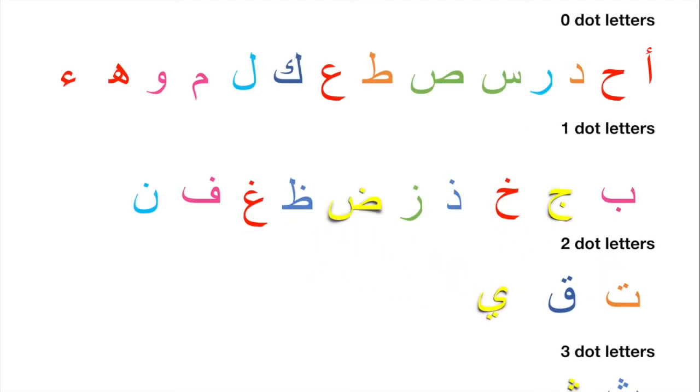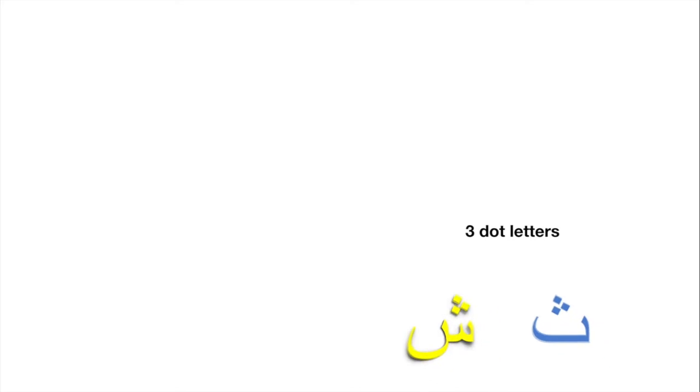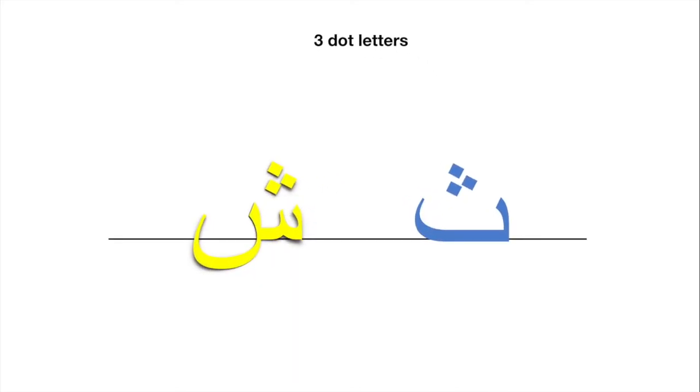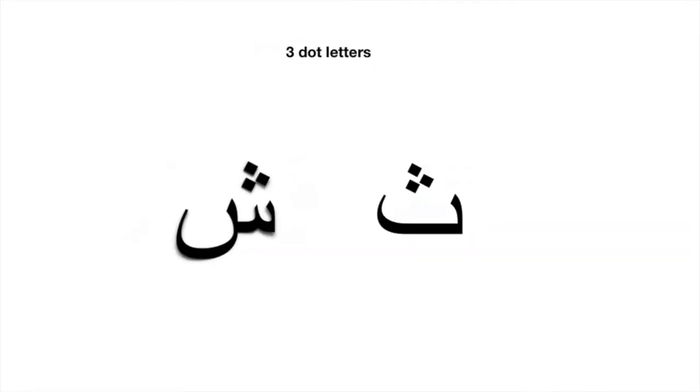Okay, now let's have a look at the three dot letters. With the three dot letters, there are only two letters in the Arabic alphabet where there are three dots. That is the tha and the sheen. The distinguishing feature between the two is that here we have the flat line, here we have the W symbol. It looks like a W.